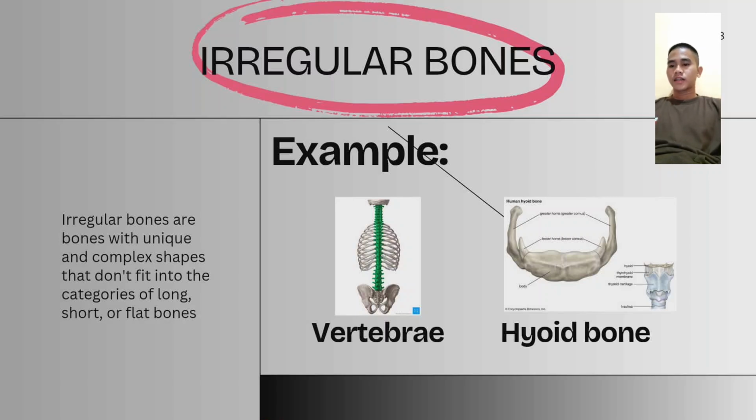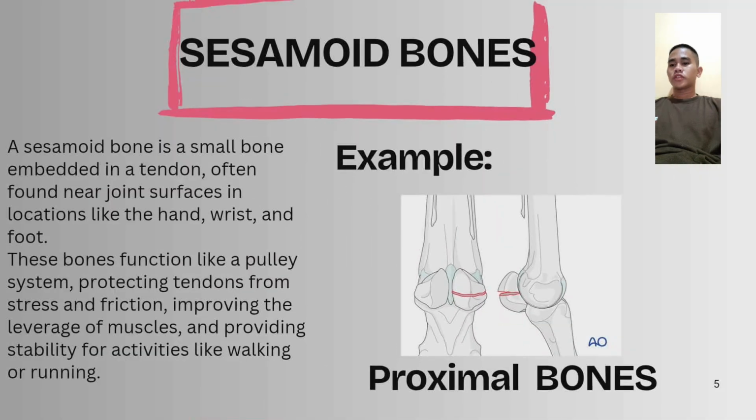So the last, sesamoid bones. A sesamoid bone is a small bone embedded in a tendon, often found near joint surfaces in locations like the hand, wrist, and foot. These bones function like a pulley system, protecting tendons from stress and friction, improving the leverage of muscles and providing stability for activities like walking or running. So the example of sesamoid bones is proximal bones.